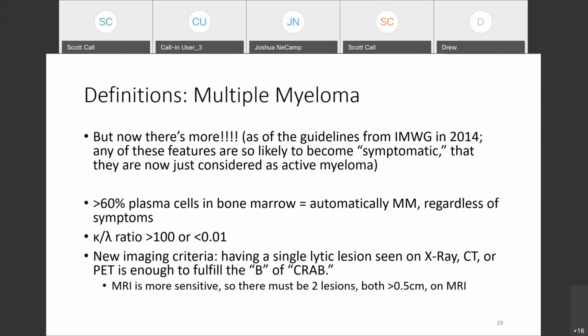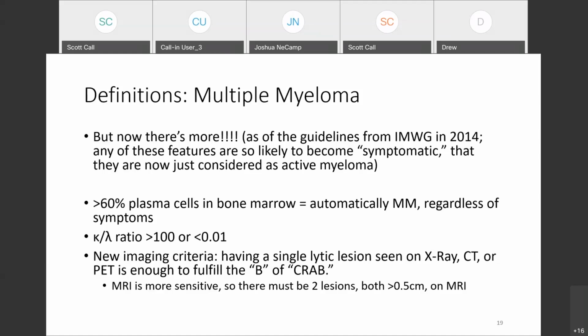But a few years ago, in 2014, there was a revision so that now there are a couple other scenarios where people qualify as having truly multiple myeloma that needs treatment, even if they don't have any symptoms from it, no end organ damage. Those criteria are that if you have greater than 60% plasma cells, you consider it active myeloma. If you have a very high or very low kappa lambda ratio, meaning you have a very high predominance of either the kappa or lambda light chains, that's no longer smoldering myeloma.